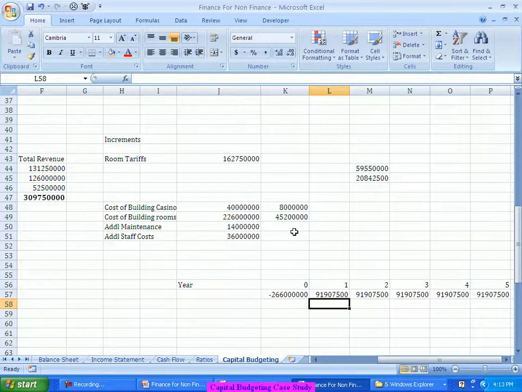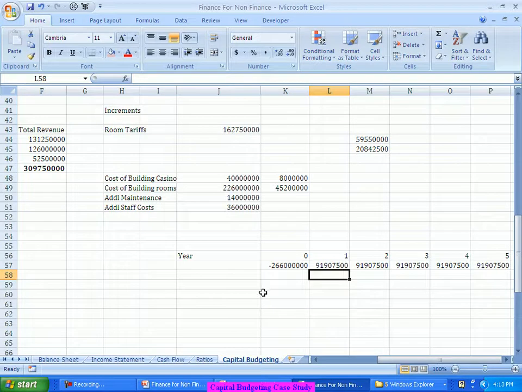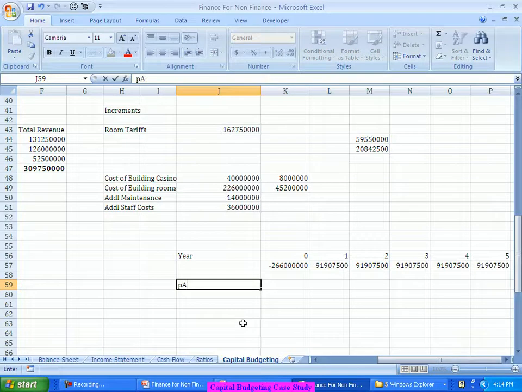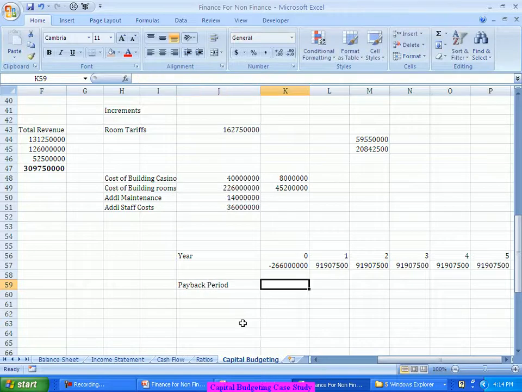Even here itself, there are 2 to 3 tools that are typically used to compute the return, or to evaluate the returns, or which project is good. One of them is called the payback period, which is a very crude mechanism. In how many years am I getting my money back?